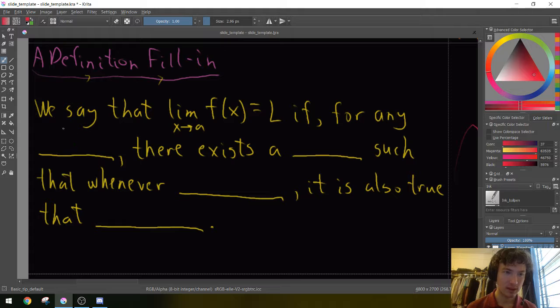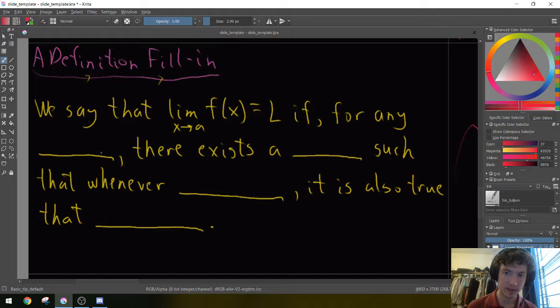So the first one, I guess, we say that the limit as x goes to a of f of x equals L if for any, what comes first? I believe that you can put down in there f of x. In this blank? Yes. I think, let's get a picture of the rest of it.